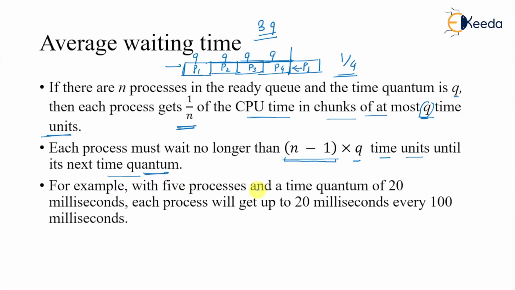For example, with 5 processes and a time quantum of 20 milliseconds, each process will get 20 milliseconds in every 100 milliseconds. That is also true here: if I consider 4 processes, out of these 80 milliseconds, 20 milliseconds will be for P1. And that is what it is saying: out of this 100 milliseconds, each process will get 20 milliseconds.